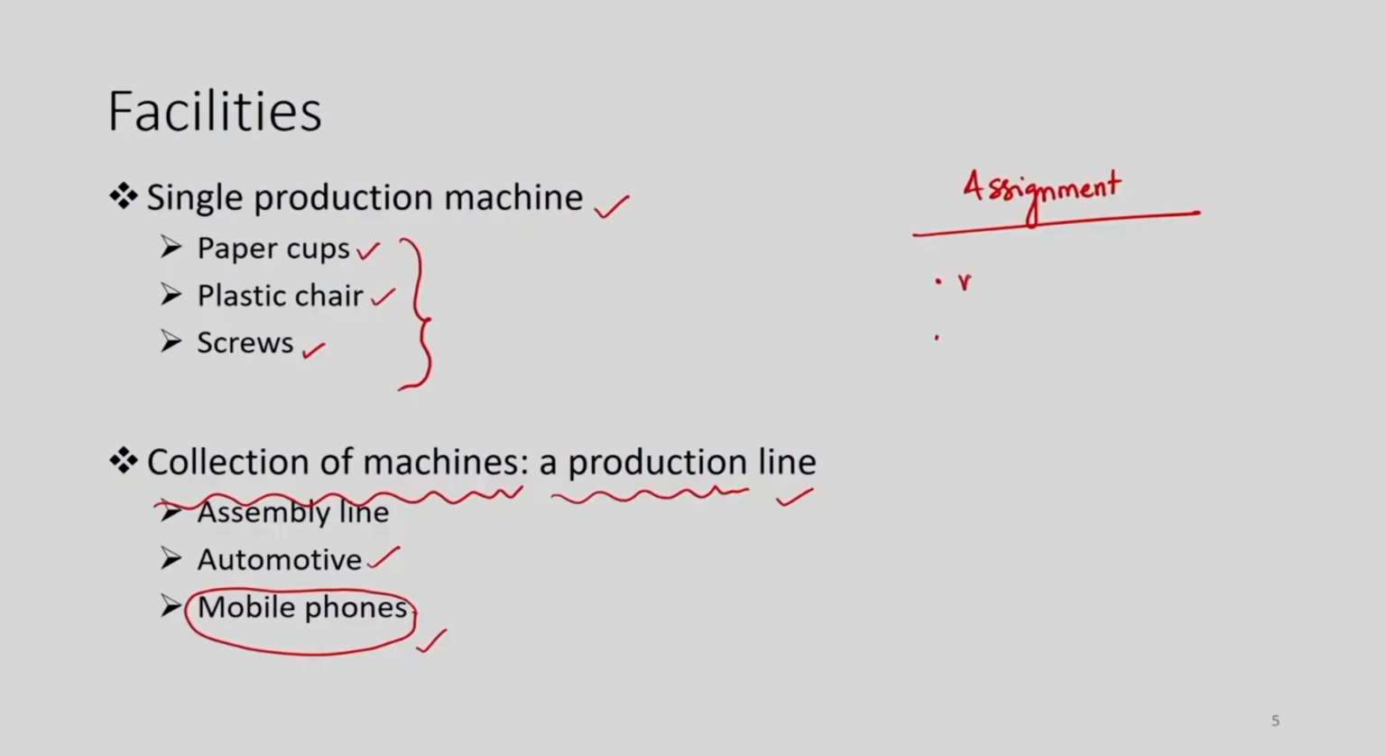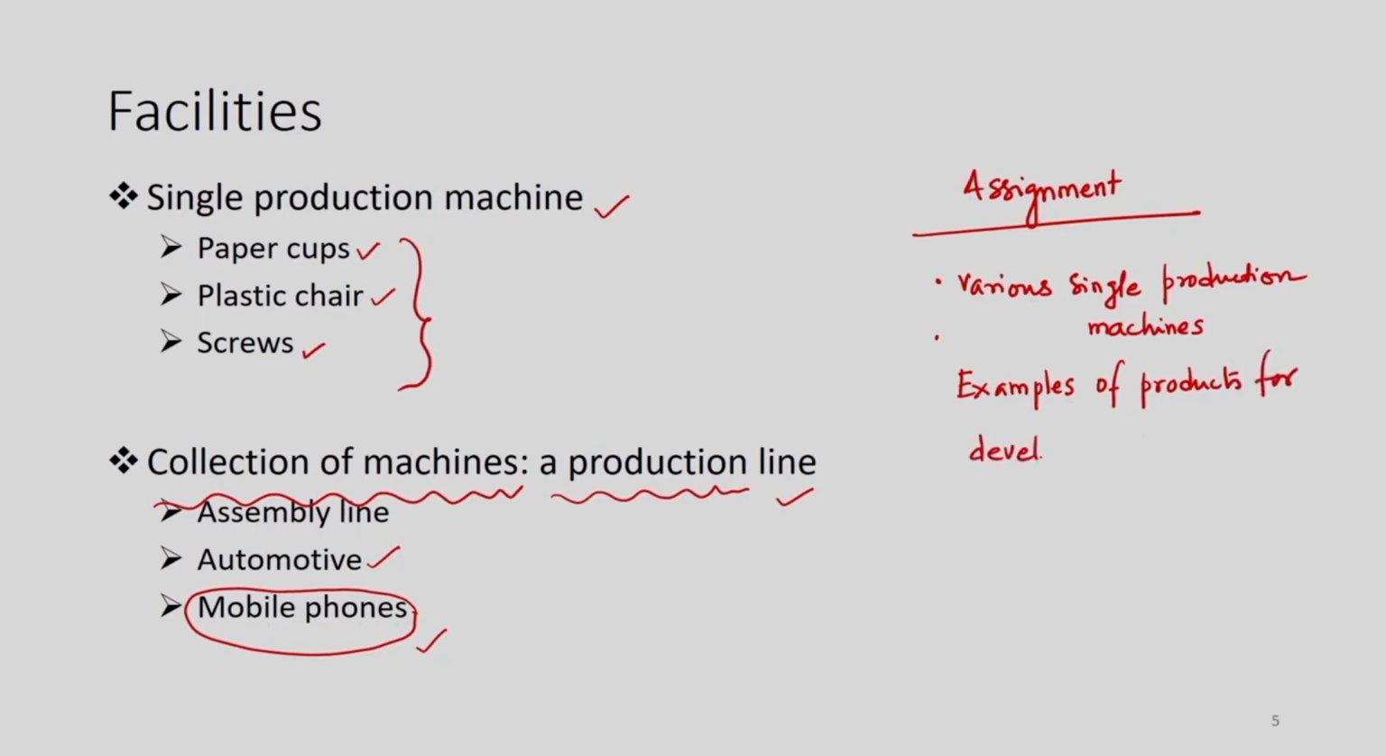So, you find out various single production machines, and the second one is the examples of products for development of a production line.